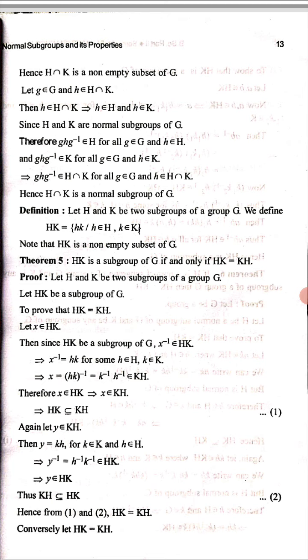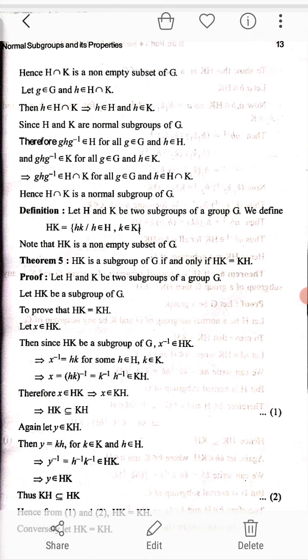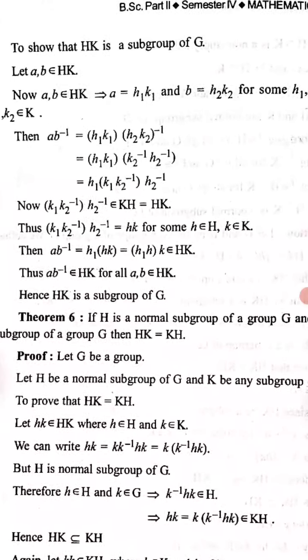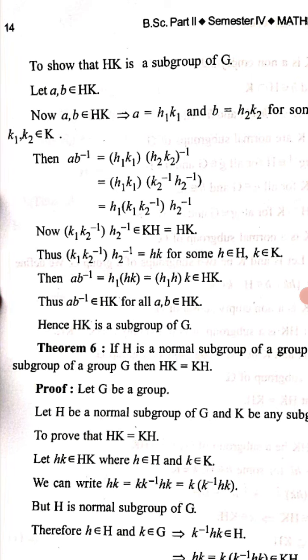Again let y belong to KH, then y is equal to kh for k belongs to K and h belongs to H. So this implies that y inverse is equal to h inverse k inverse belongs to HK. So this implies that y belongs to HK. Thus KH is a subset of HK. This gives equation number 2, and hence from equations 1 and 2 we get HK is equal to KH. Conversely, let HK be equal to KH, to show that HK is a subgroup of G.